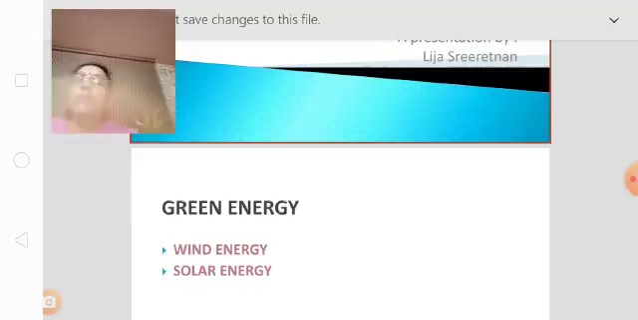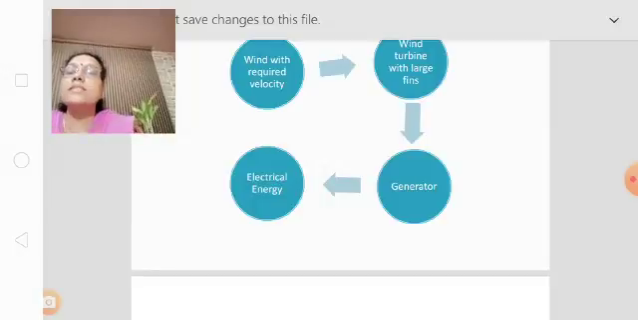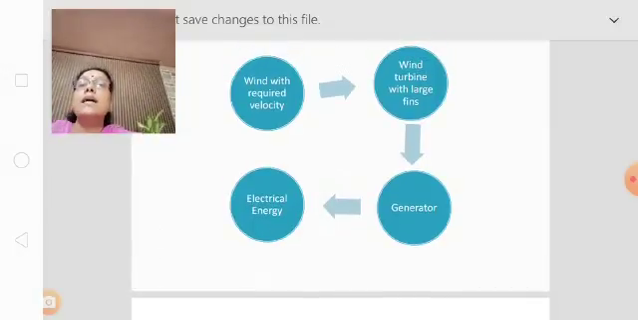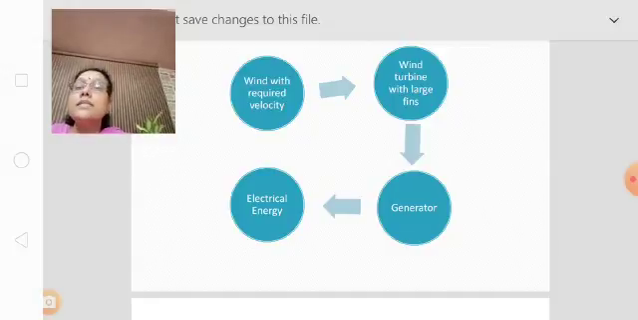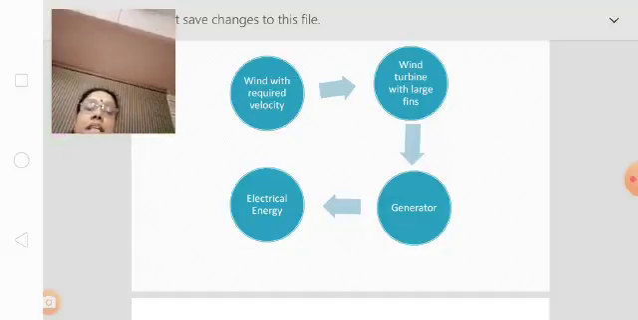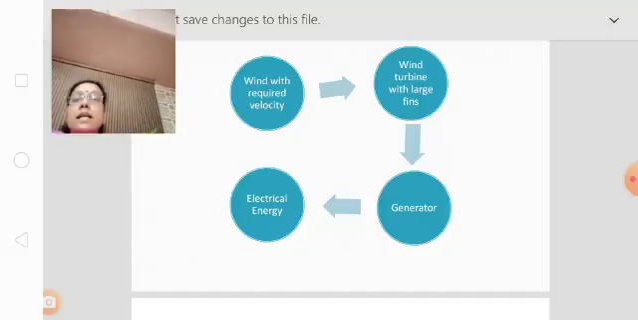electricity can be produced. Here the flow chart is there. Here one wind with required velocity, then wind turbine with large fins generates electrical energy. So this is the chart of the stages in electrical generation using wind energy. The wind energy can be used for electrical generation.